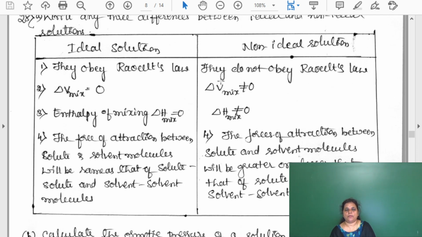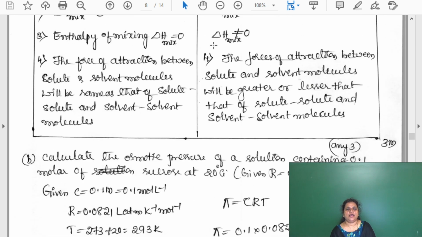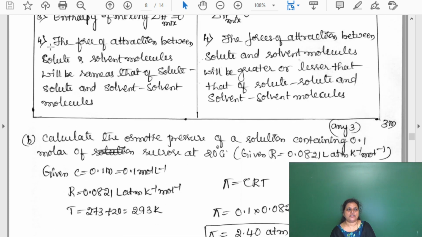The change in the volume after mixing is not equal to 0 in a non-ideal solution. Change in enthalpy of mixing is 0 in case of ideal solution. Enthalpy change of mixing is not 0 in case of non-ideal solution. And the last one, the force of attraction between solute and solvent molecule will be equal to the force of attraction between solute and solvent molecule. You can write it as force of attraction between A and B will be same as that of AA and BB. And here the force of attraction between solvent molecules is either greater or lesser than that between the solute and solvent molecules.